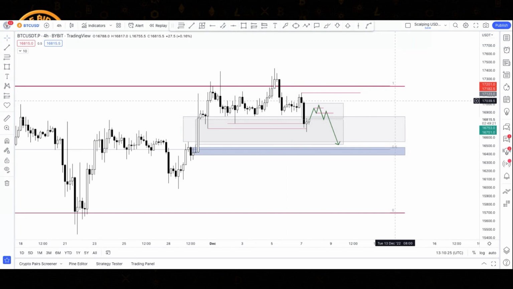I'm now looking into the start of the New York session as well. So what are we going to do? We could get a pump up into that, and then we could obviously get that drop. So we want to keep an eye on that. We'll obviously keep an eye on the DXY as well.